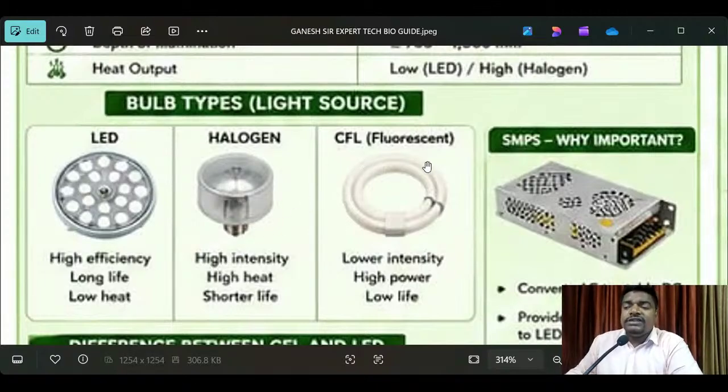And CFL fluorescent lights have lower intensity, high power, and low life. If you have these types of OT lights in your hospital area, regular problems will come. Even if you change them, with voltage drops and high voltage, many problems and damages occur. That's why I'm recommending LED light: high efficiency, long life, low heat. It's very fantastic, right?